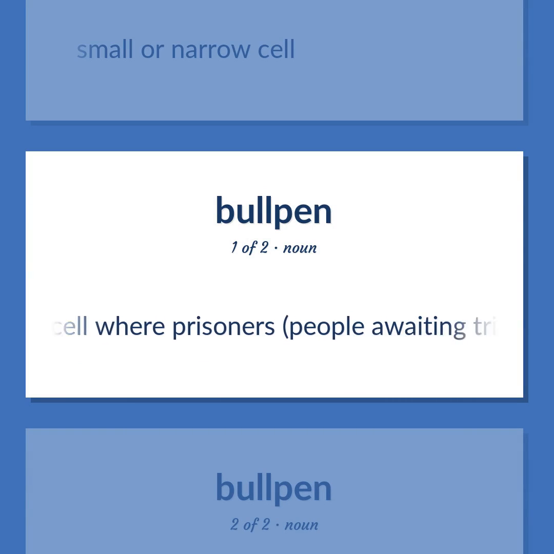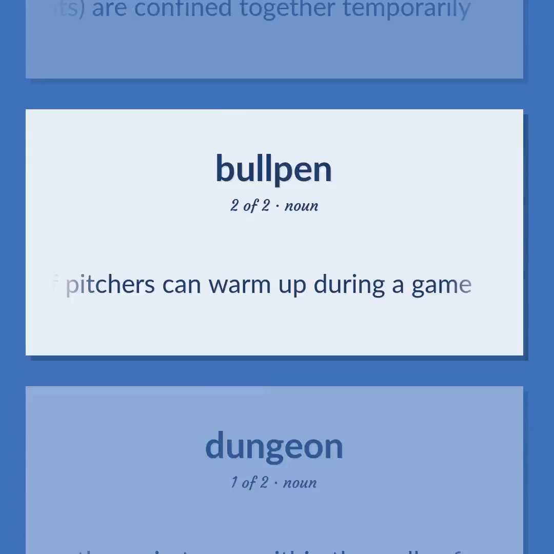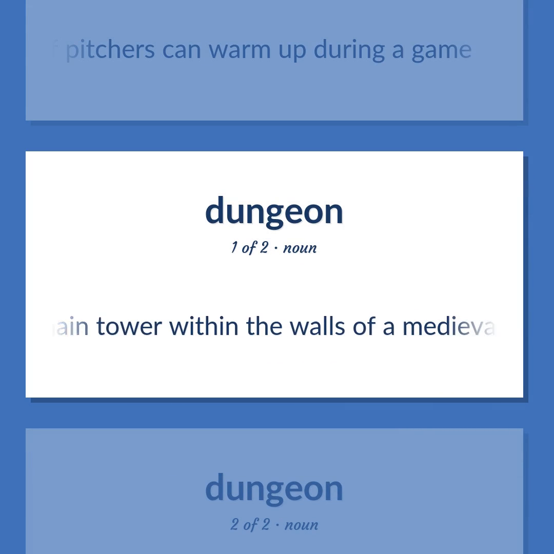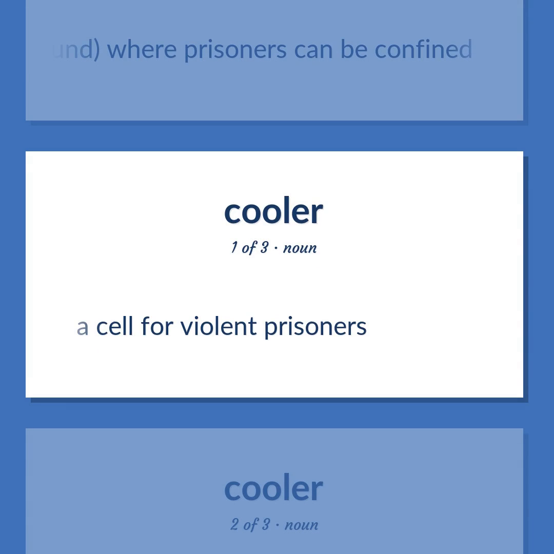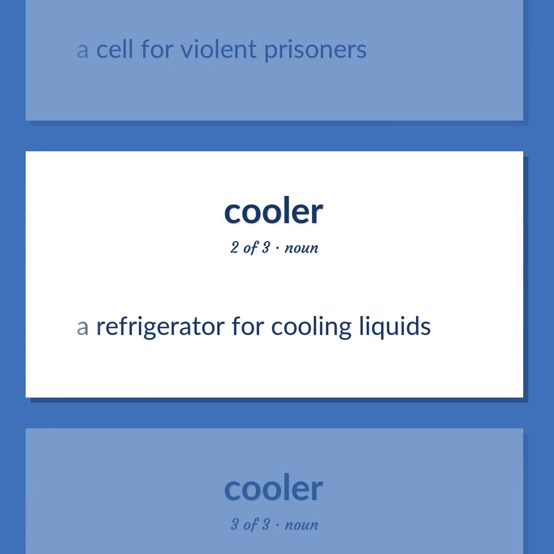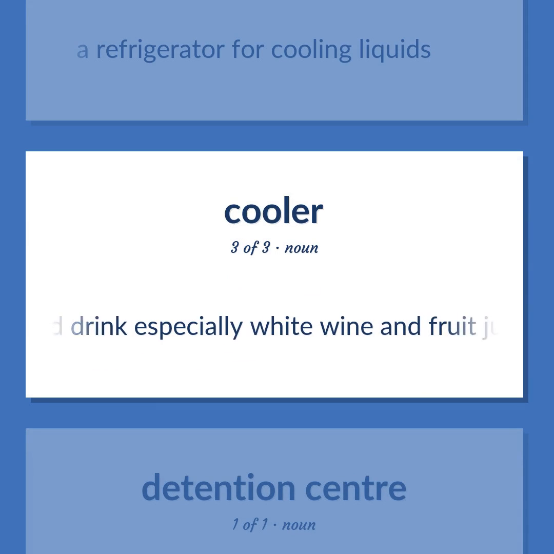A large cell where prisoners, people awaiting trial or sentence or refugees or illegal immigrants, are confined together temporarily. A place on a baseball field where relief pitchers can warm up during a game. The main tower within the walls of a medieval castle or fortress. A dark cell, usually underground, where prisoners can be confined. A cell for violent prisoners. A refrigerator for cooling liquids. An iced drink, especially white wine and fruit juice.